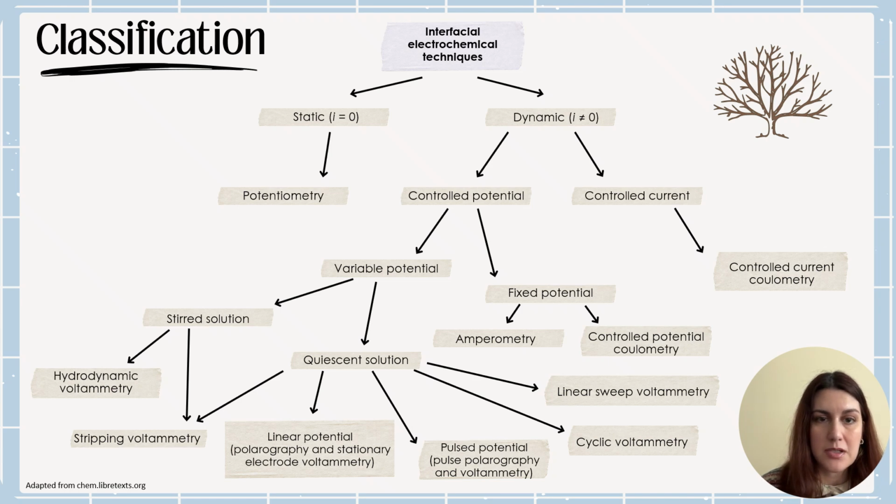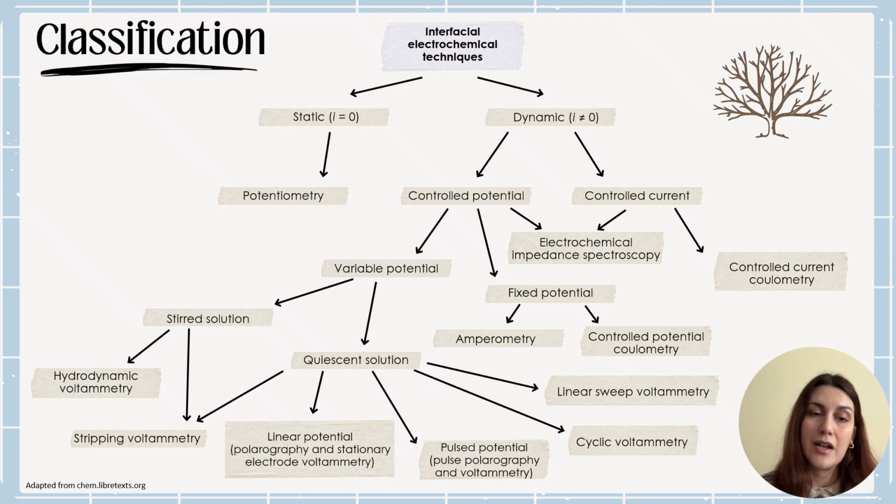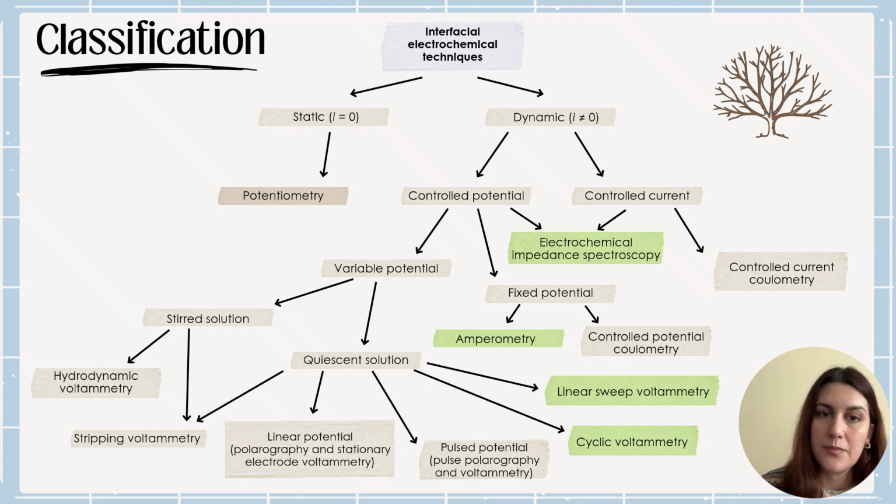Finally, another important technique shown in the diagram is electrochemical impedance spectroscopy, which probes the response of an electrochemical system to small alternating signals and is widely used to study interfaces, reaction kinetics, and charge transport. It is from this diagram that we see there is a large family of electrochemical techniques available to study interfacial processes. Here, we will focus on some of the most commonly used ones in practical electrochemical research, including linear sweep voltammetry, cyclic voltammetry, chronoamperometry, chronopotentiometry, and electrochemical impedance spectroscopy.